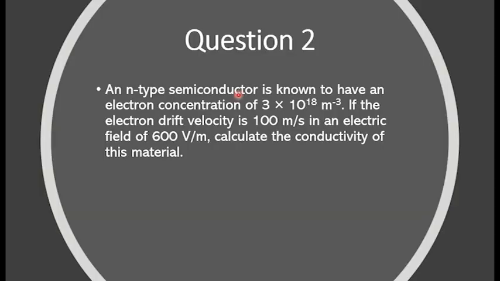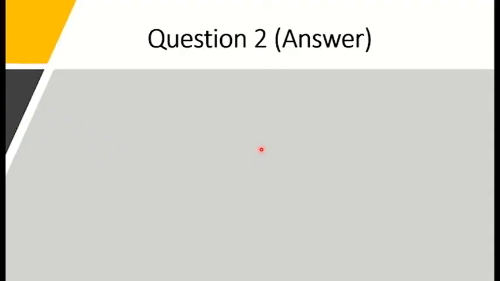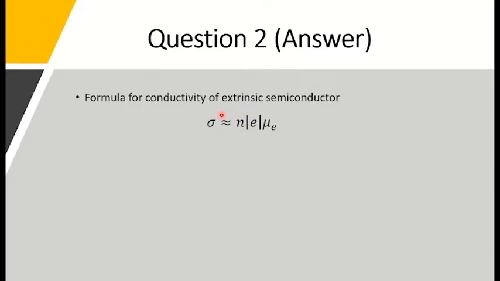Okay, so for question 2, you have an N-type semiconductor with an electron concentration of 3 times 10 to the 18. And if you are given the drift velocity of 100, in an electric field of 600 volt per meter, you are asked to calculate the conductivity of this material. Okay, the formula for conductivity of an N-type extrinsic semiconductor is given by this equation.